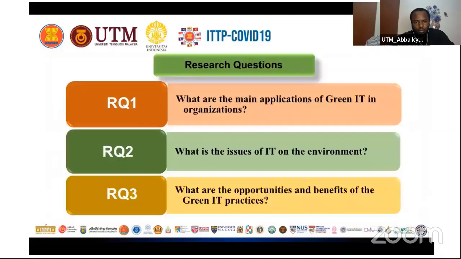projected to increase by 74.7% by 2030. Research questions: What are the main applications of green IT in organizations? What is the impact of IT on the environment? What are the opportunities and benefits of practicing green IT?